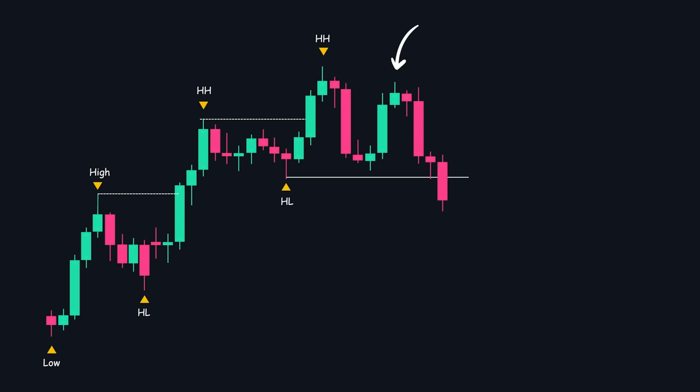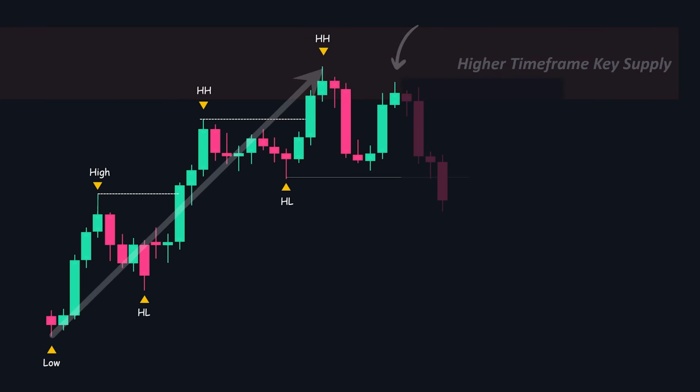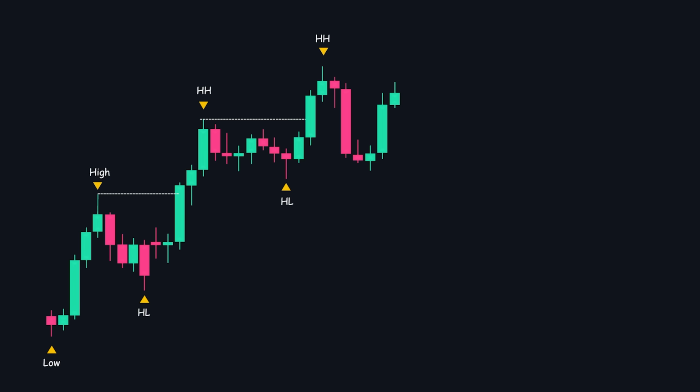This is where the control shifts from buyers to sellers. However, the best reversals don't happen randomly. They often appear at critical areas like a higher time frame key level, or after an extended move where the trend is exhausted. Another important reversal signal is a shift in momentum.